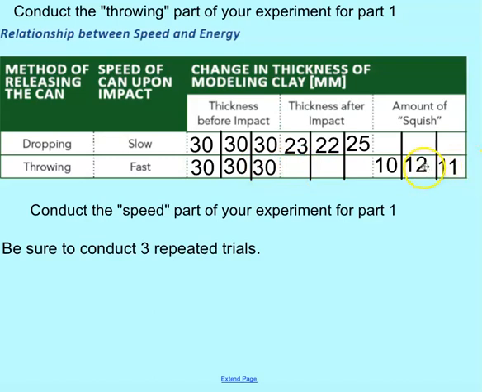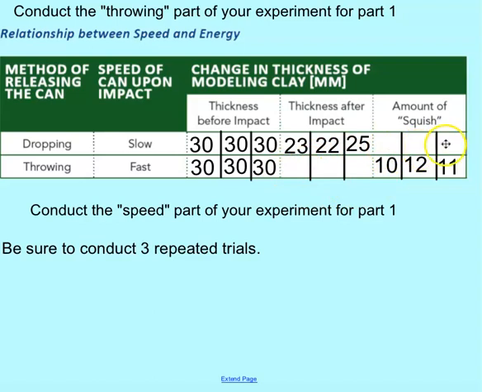How about if we ended up with 12? What should this have been? Well, 30 minus what equals 12? If you said 18, you're correct. And then how about 11? 30 minus what equals 11? If you said 19, you're correct. So we just went through the math for this.